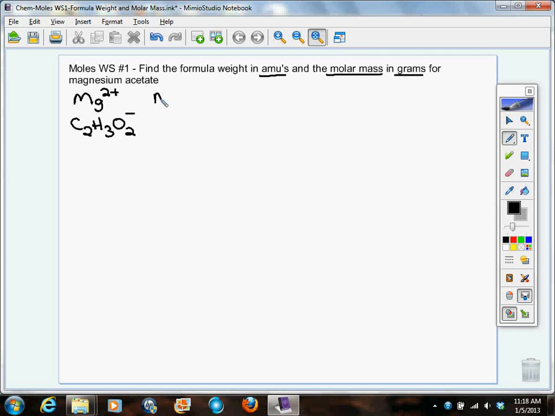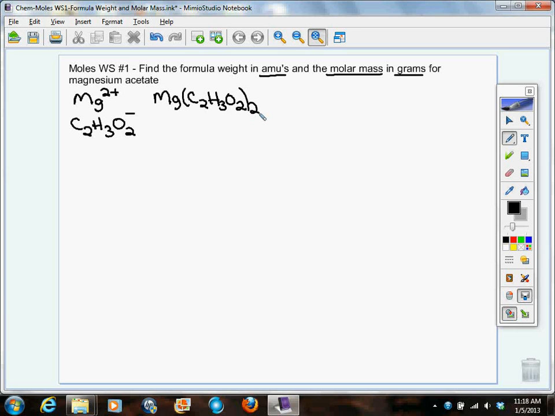So it's going to be Mg, parentheses, C2H3O2. Put the acetate in there. And there's going to be 2 of those. So that is going to be our formula.